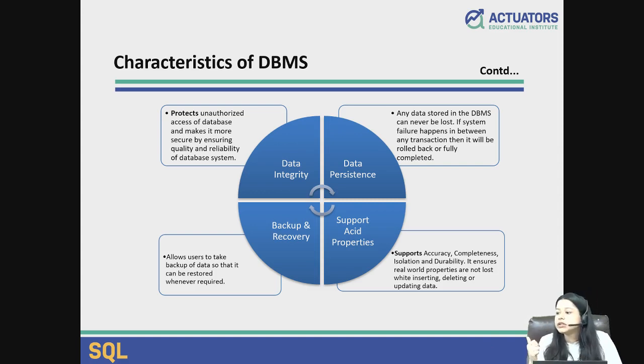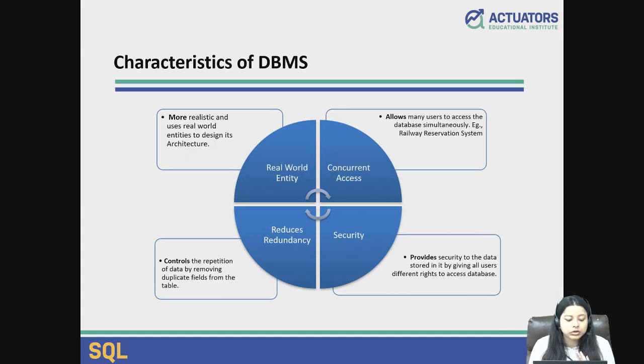Next is support for ACID properties. ACID stands for atomicity, consistency, isolation, and durability. So basically, the software should be complete as a whole, providing a place to store all your real life data sets and real world properties to manipulate your data. Then you have backup and recovery, which is very important. For example, if there is a power failure, everything shuts down, but it gets stored. So once your power is back, you can use it from wherever you started.